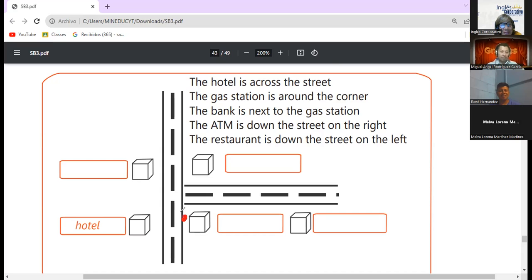Okay, I'm going to try to make a little person here. You are over there. And you are there. So, the hotel is across the street. Find the other places. Write down the names, the gas station, the bank, the ATM, the restaurant. Find the places and write the name of the places here. Do it.